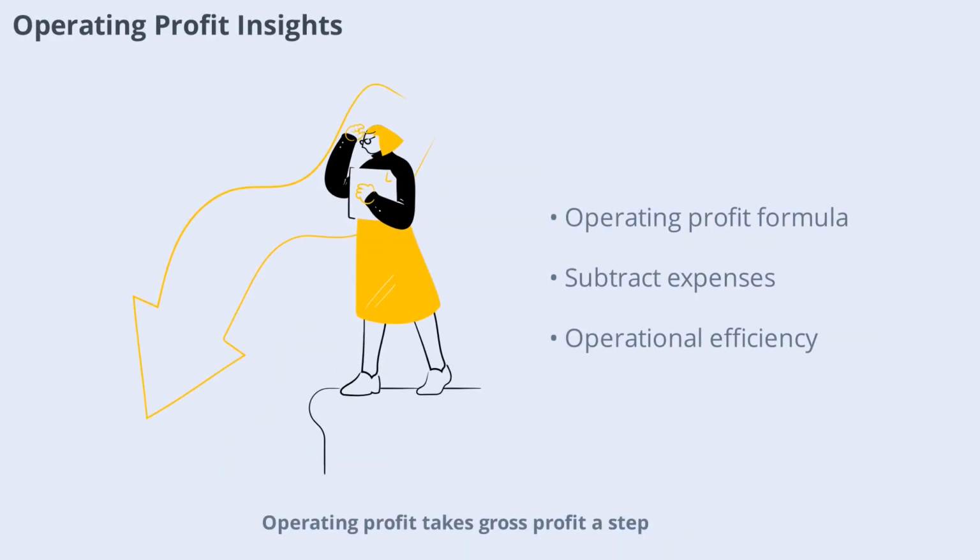Operating profit takes gross profit a step further by subtracting operating expenses such as salaries, rent, and utilities. This metric gives you a clearer picture of your business's core profitability, excluding non-operational costs. If your operating profit is strong, it means your business operations are efficient and profitable. Weak operating profit signals that expenses may be too high or revenue too low. Next, we'll examine net profit, which includes all remaining costs and gives the most comprehensive view of profitability.